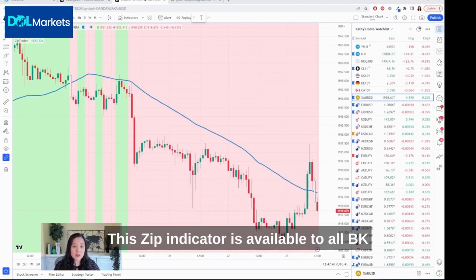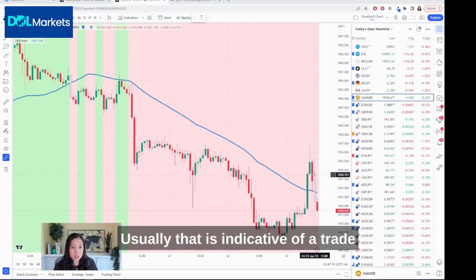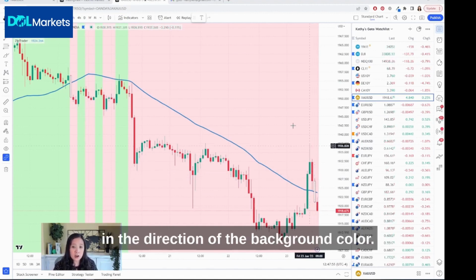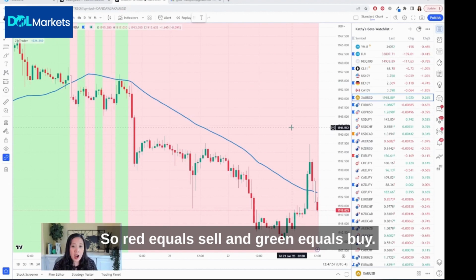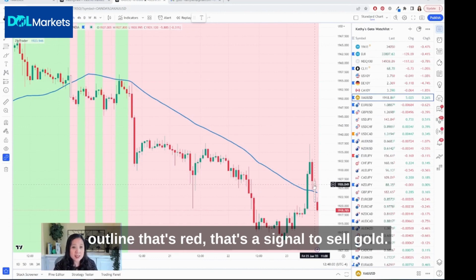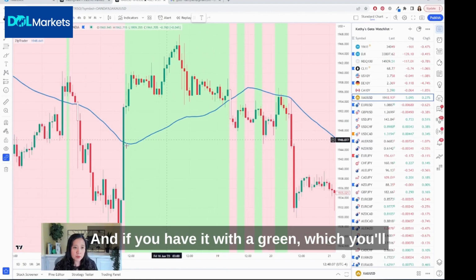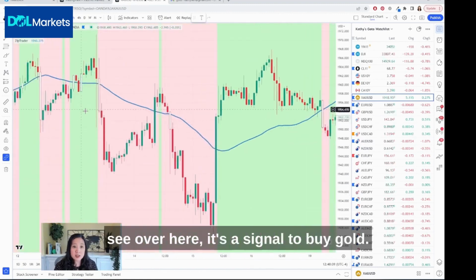This ZIP indicator is available to all BK traders, and it's very simple to use. Basically, what we're looking for is the white candle. When we see the white candle, usually that is indicative of a trade in the direction of the background color. So red equals sell and green equals buy. So when you have a white candle with an outline that's red, that's a signal to sell gold. And if you have it with a green, which you'll see over here, it's a signal to buy gold.